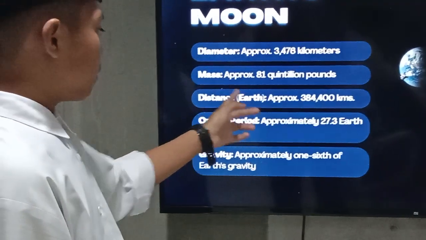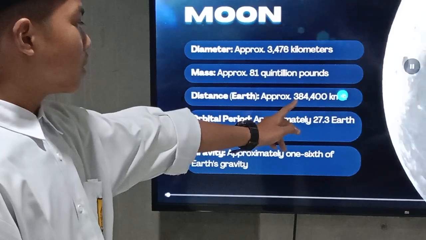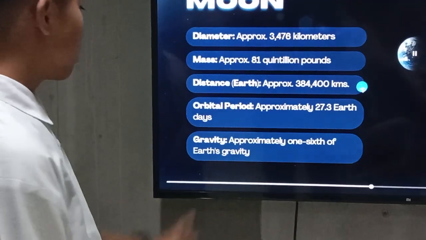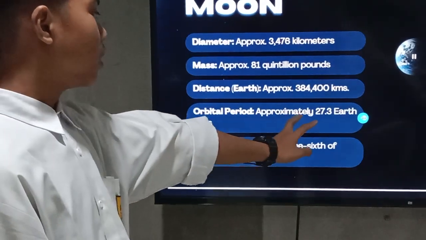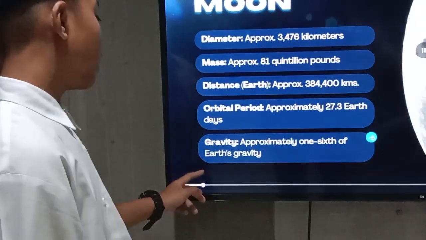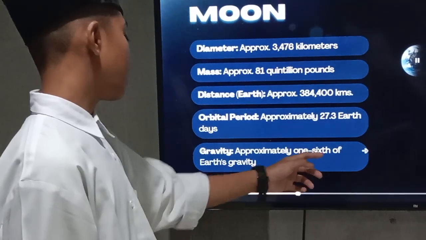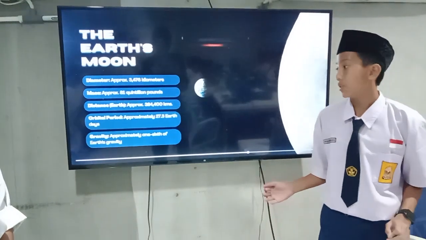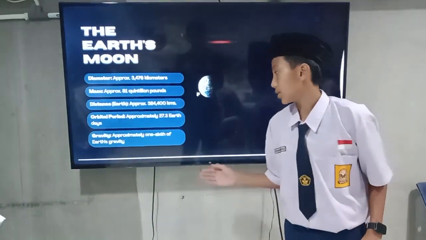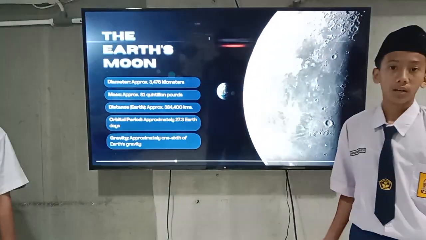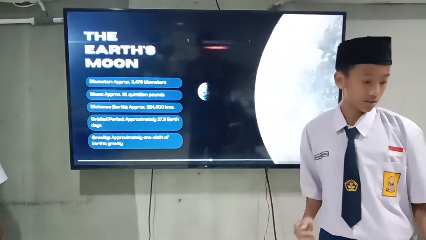Distance from Earth is 384,400 kilometers. Orbital period approximately 27.3 Earth days. Gravity approximately one sixth of Earth's gravity. So the gravity of the moon is a sixth of Earth's gravity. It is very low, six times lower than the Earth.